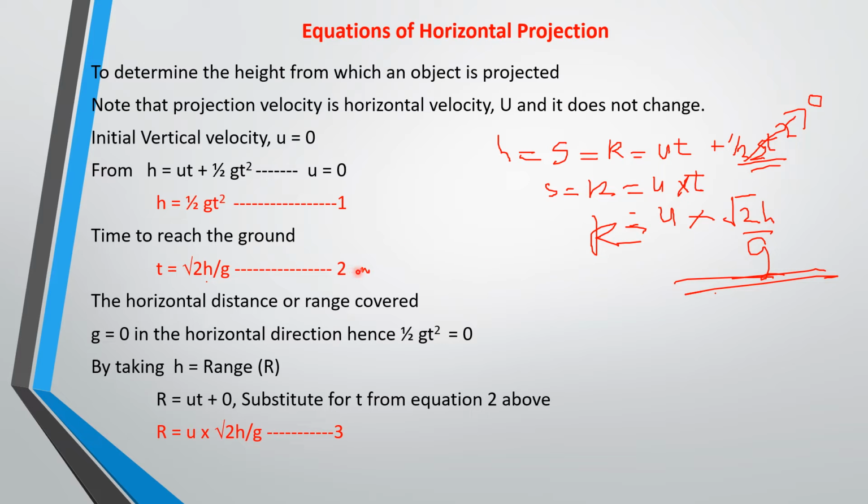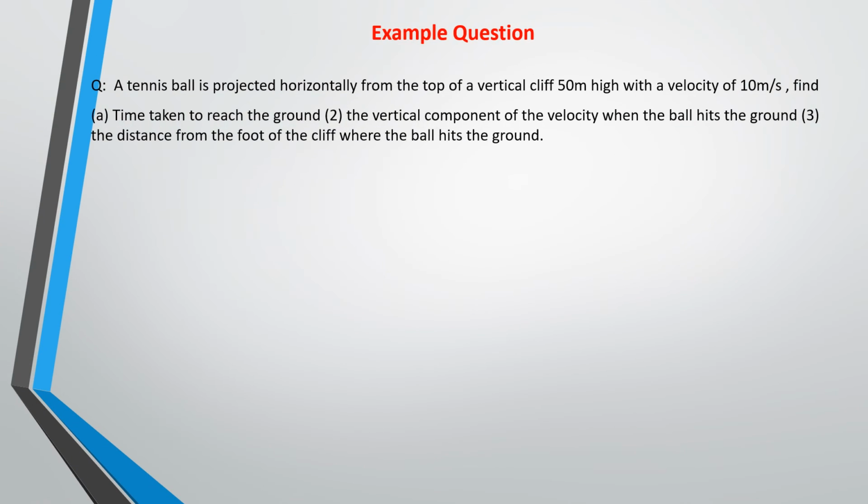So I want to see how we can apply these equations now to solve some problems. This is a question that we need to look at. A tennis ball is projected horizontally from the top of a vertical cliff 50 meters high with a velocity of 10 meters per second. Find the time taken to reach the ground, the vertical component of the velocity when the ball hits the ground, and the distance from the foot of the cliff where the ball hits the ground.